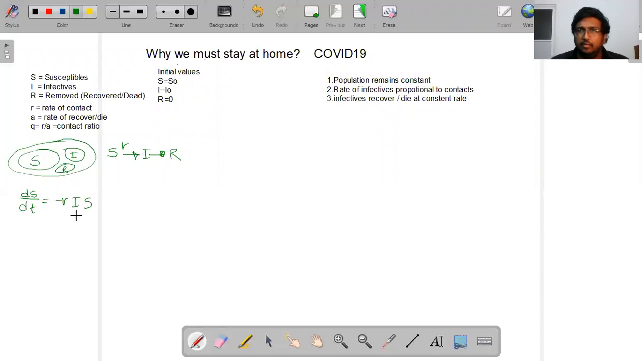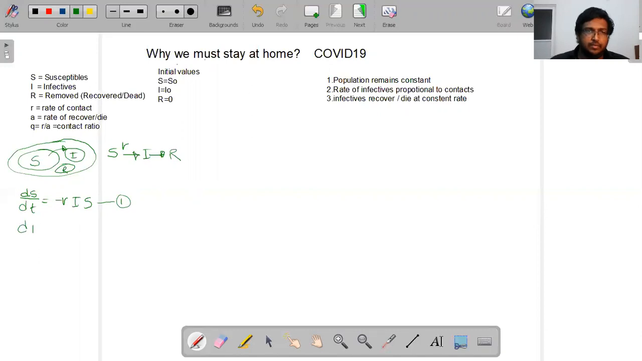Here I denotes the infected and S denotes the susceptibles, and R denotes the rate, the portion of S that is moving to I. This is negative because S is the people who have survived so far, but at any given time they can move to I. So S is decreasing day by day. Some people are getting the disease, so the number of people without the disease is going down. That's why dS over dt is a negative value. So this is your first differential equation.